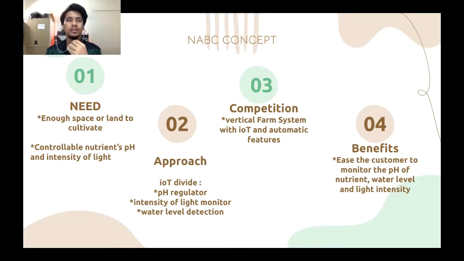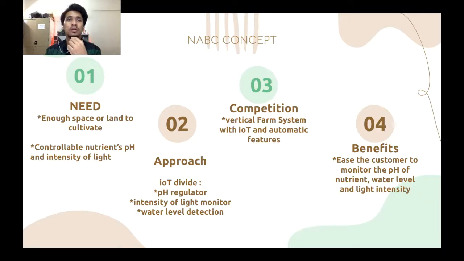So for the NABC concept, first is the need, based on the research from the problem statement. What we expect is that the wastage of water increases with the increasing of land area. So we need enough space or land to cultivate our crops. Next is how to create controllable nutrients, pH and intensity of light. So number 2 is approach: how we are able to meet the requirements for our product.